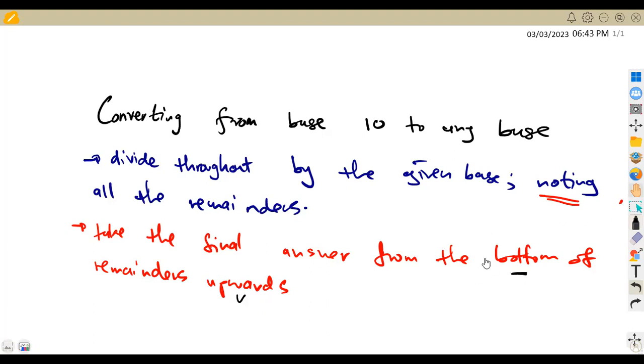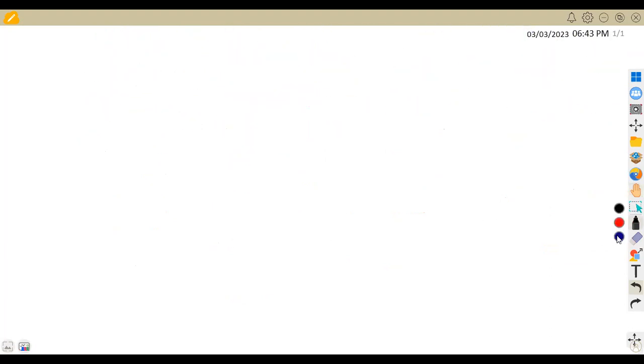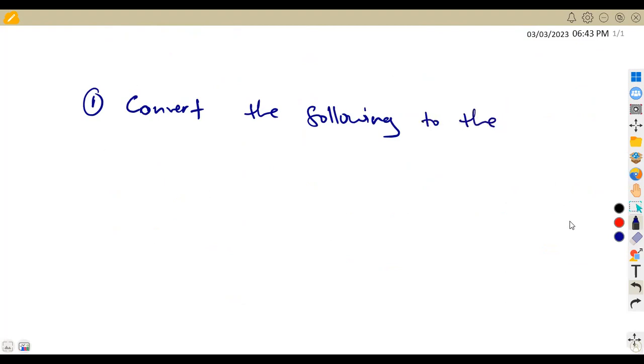Let's say we have got a number such as, convert, let's say our first question, we are converting from base 10. So you can be asked to convert the following to the given base. Convert the following to the given base. The first part.